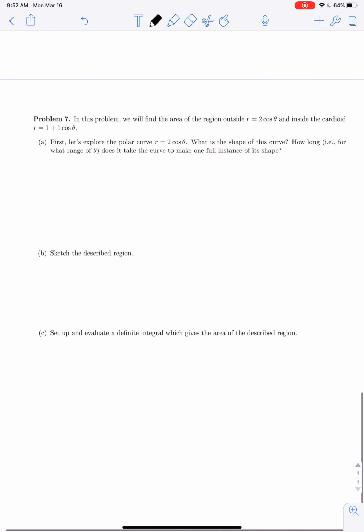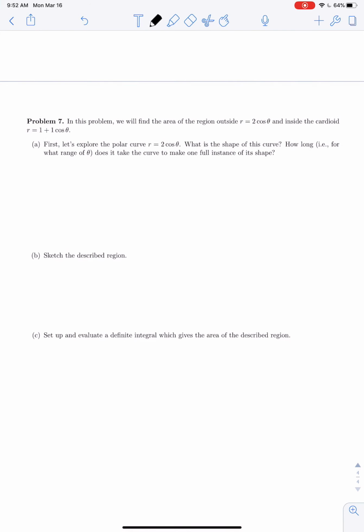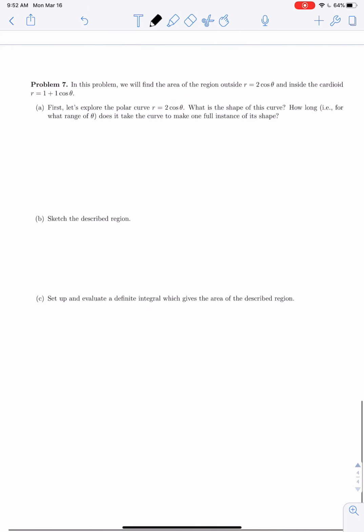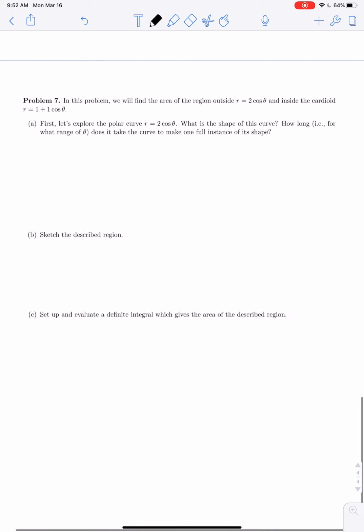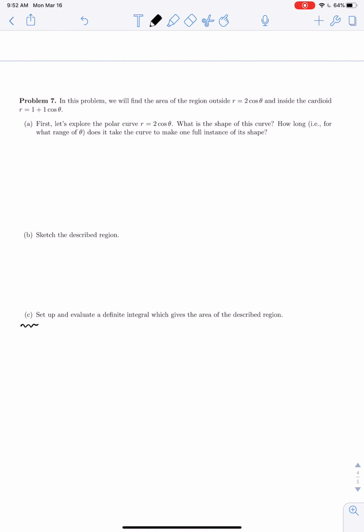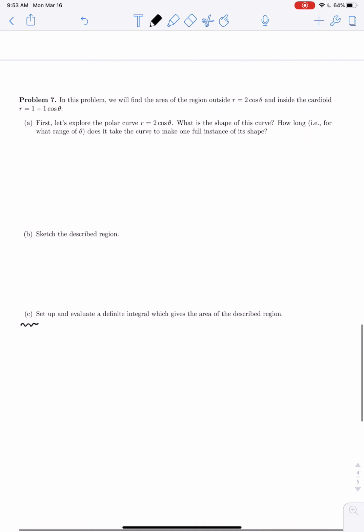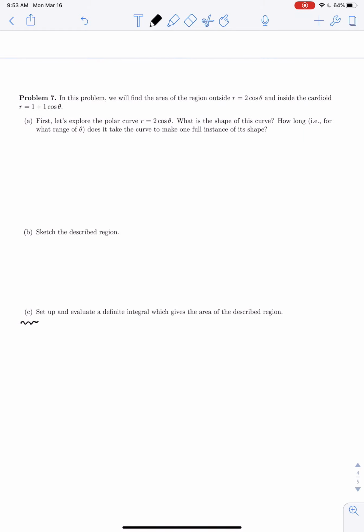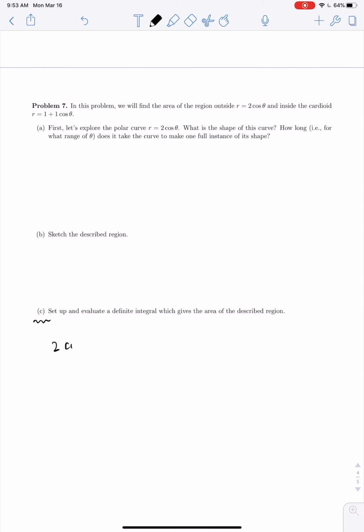Okay, last page, everyone. So problem 7 is very similar to problem 6, but something kind of weird happens with this problem. So part of me wants to skip to part C just so you can see what goes wrong if we're not careful. So if all we do is we say, well, where do these two curves intersect? So we'd be saying, when is 2 cosine theta equal to 1 plus 1 cosine theta?